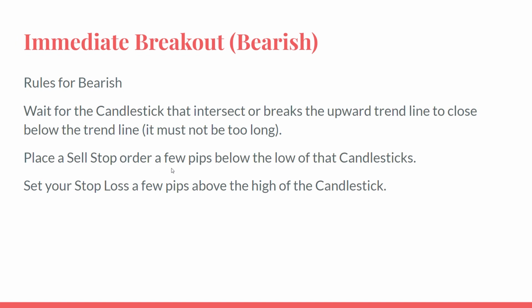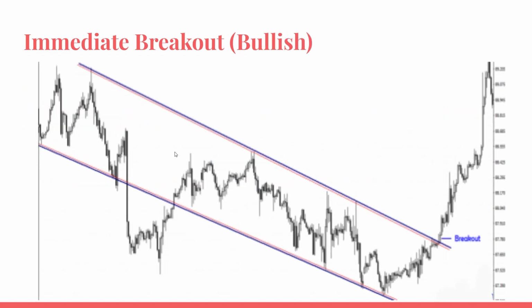And then place a sell stop a few pips below the low of that candlestick that closed below the trend line. And then also the most important thing, set your stop loss a few pips above the high of that candlestick. So what is important is the candlestick that will intersect or break the upward trend line to close. That is the important thing, because you're going to use it to set your sell stop and also set what? Your stop loss.